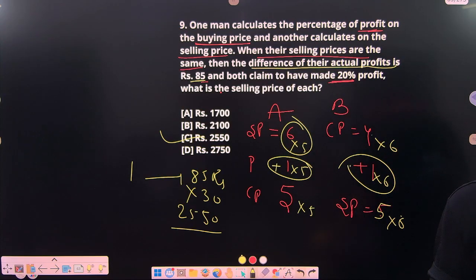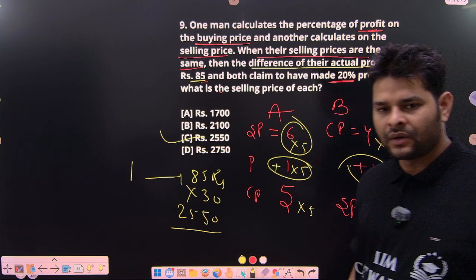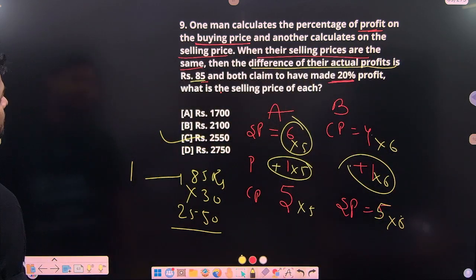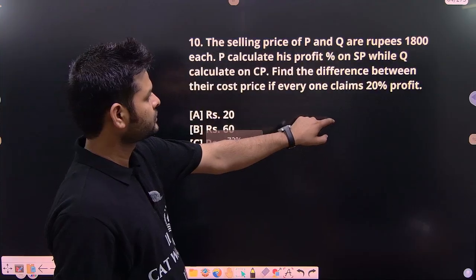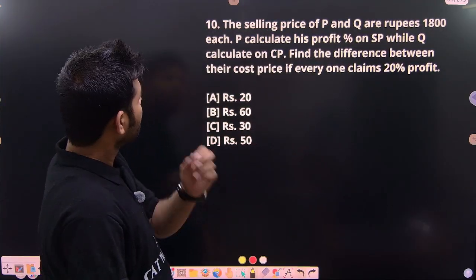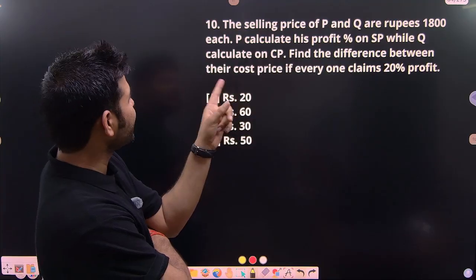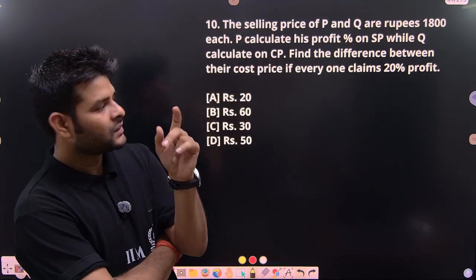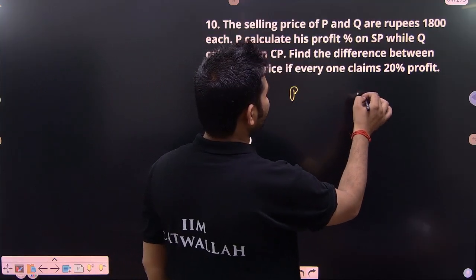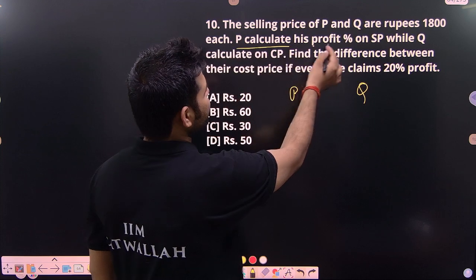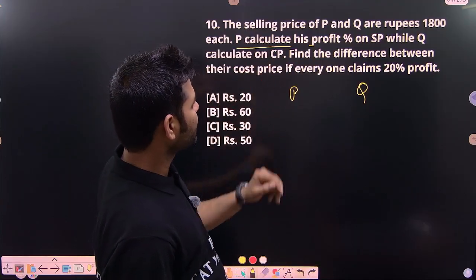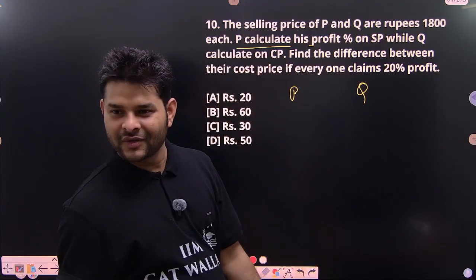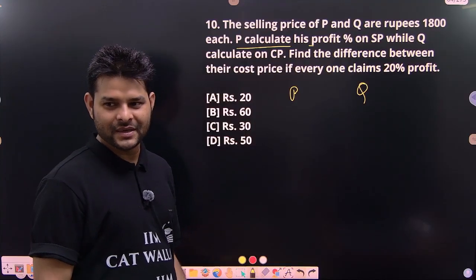Fantastic question. Okay guys, the next one, 10 of the same type. So let's do question number 10 of the same type. The selling price of P and Q are rupees 1800 each. P calculates his profit on SP, and Q calculates on CP. Find the difference between their cost prices. You can try it yourself, guys. The same question that has been asked.